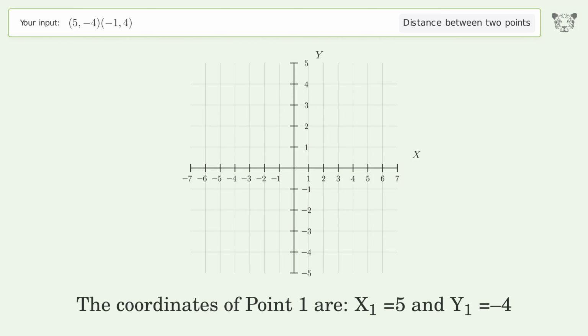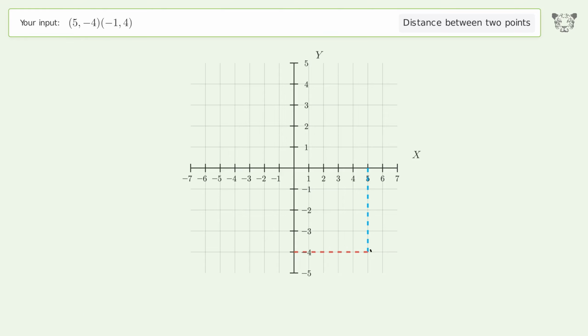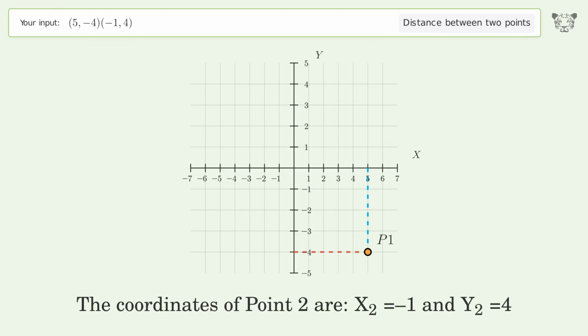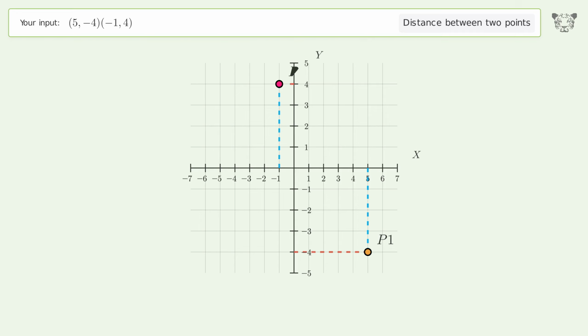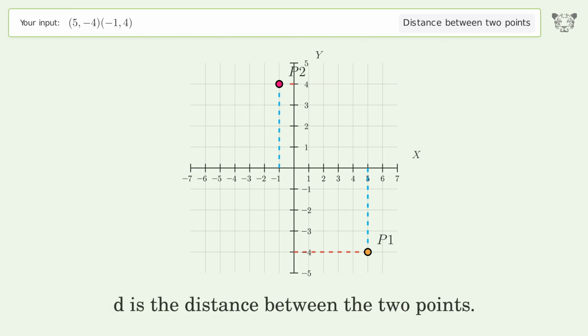The coordinates of point 1 are, x1 equals 5 and y1 equals -4. The coordinates of point 2 are, x2 equals -1 and y2 equals 4. D is the distance between the 2 points.